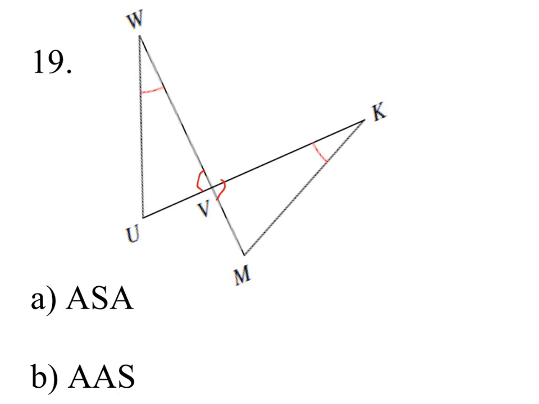You can add congruence markings here in the middle, but we have to do a double arc because a single arc's been used on these other angles. And right now we have angle, angle. If you want angle, side, angle, you need to get the side that's between the two angles, which is right here. And right here, that's VW and VK, or WV and KV.